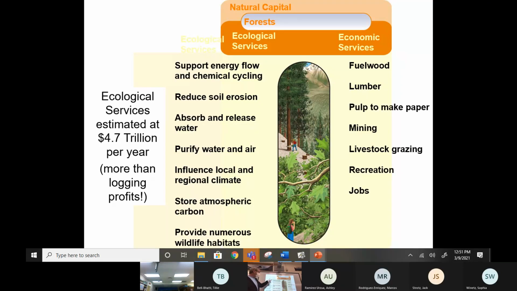Intact forests do all of these things on the left, but they're hard to put a dollar value on, which is why it says it's estimated at $4.7 trillion per year. It's hard to measure the value of that. And these ecological services are partly for us and partly for the environment as a whole.